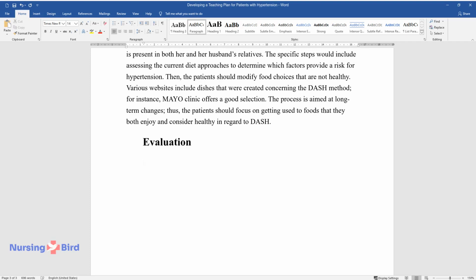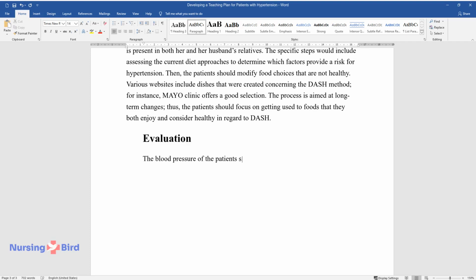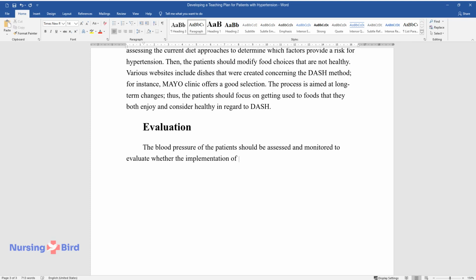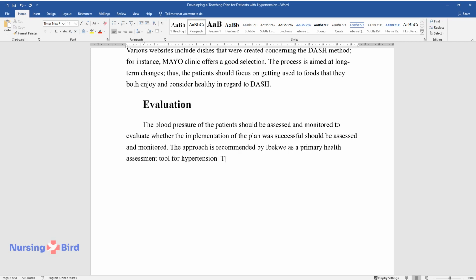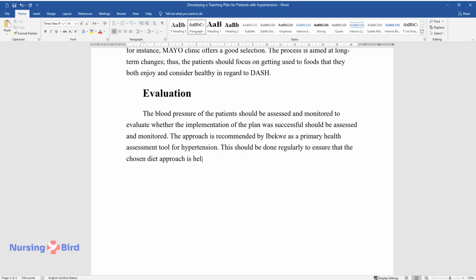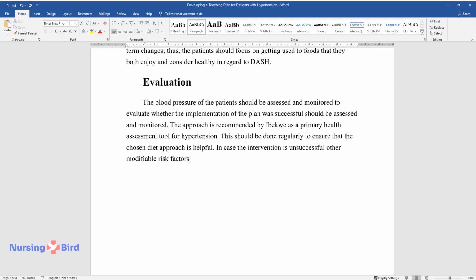Evaluation. The blood pressure of the patients should be assessed and monitored to evaluate whether the implementation of the plan was successful. The approach is recommended by Ibekwe as a primary health assessment tool for hypertension. This should be done regularly to ensure that the chosen diet approach is helpful. In case the intervention is unsuccessful, other modifiable risk factors should be examined, such as stress or high cholesterol.